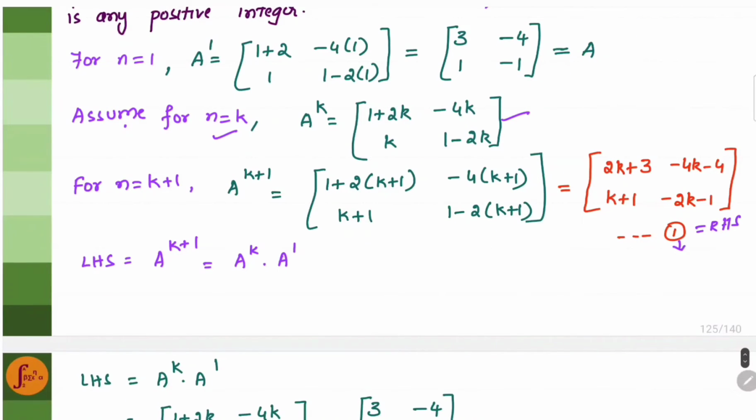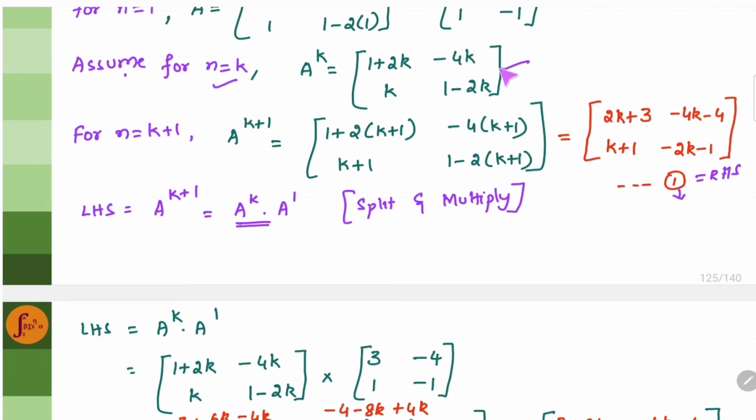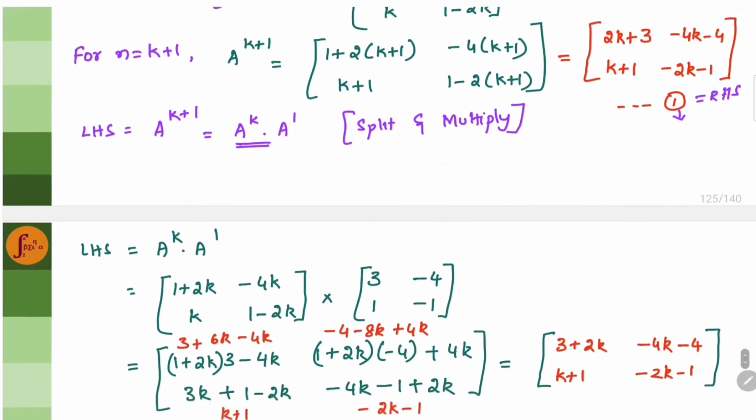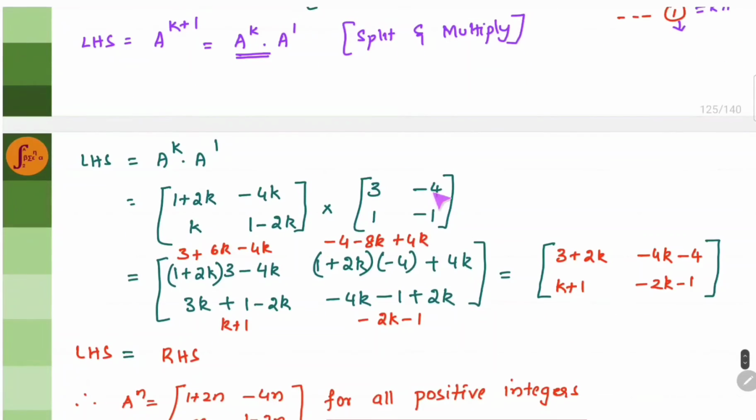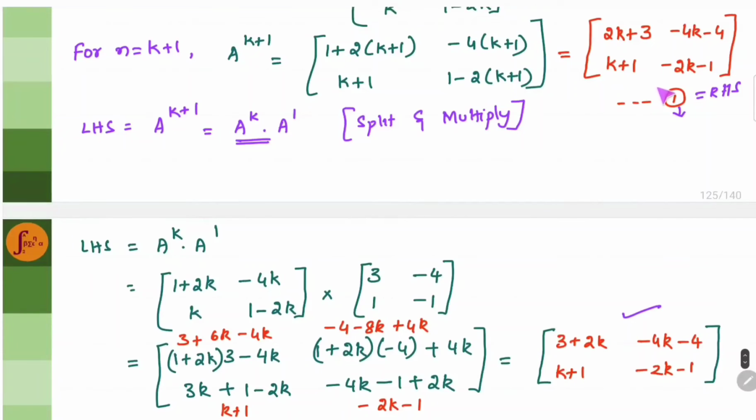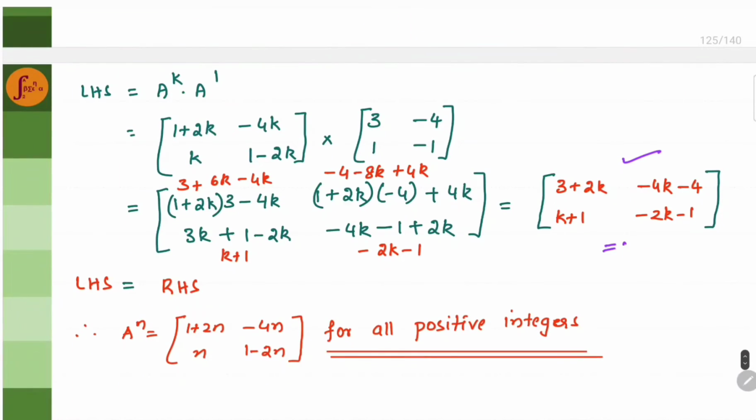Now you start taking LHS. LHS is equal to a to the power k plus 1. We can write this as split. Remember, split and multiply. A to the power k plus 1 is a to the power k into a to the power 1. What is a to the power k? Whatever we assumed, we got this matrix. Substitute it here, then multiply with matrix A. Now do the matrix multiplication, and you're going to get this matrix. If you observe, this matrix and this matrix are the same. Basically, it is nothing but RHS.